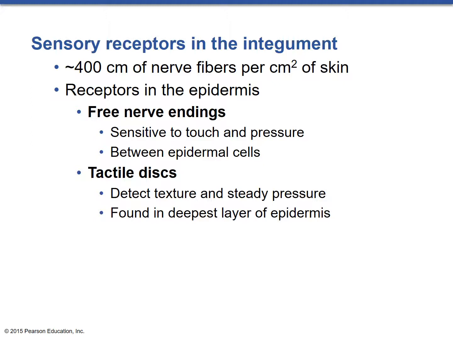The first type are free nerve endings. Free nerve endings are sensitive to touch, temperature, or pressure, and they are found between cells in the epidermis. Tactile discs detect texture and steady pressure. They are found in the deepest layer of the epidermis, in the stratum basale.